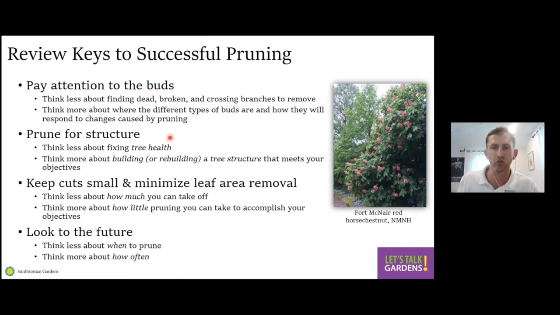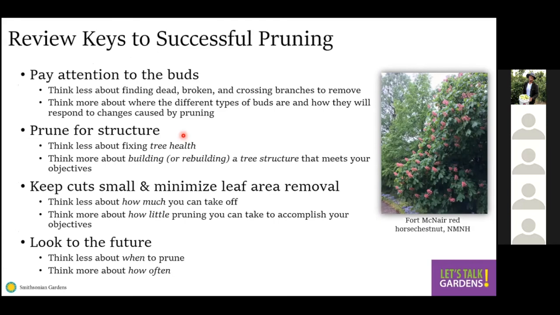Second, prune for structure. As I mentioned earlier, pruning does relatively little to improve tree and shrub health most of the time. So if we're going for tree health, thinking dense green growth, good annual branch extension, things like that show the tree is really functioning well, pruning isn't going to do a lot to achieve that for us. But what it does achieve is it changes the structure of the tree. So I want you to think of pruning as building the tree we want structurally.